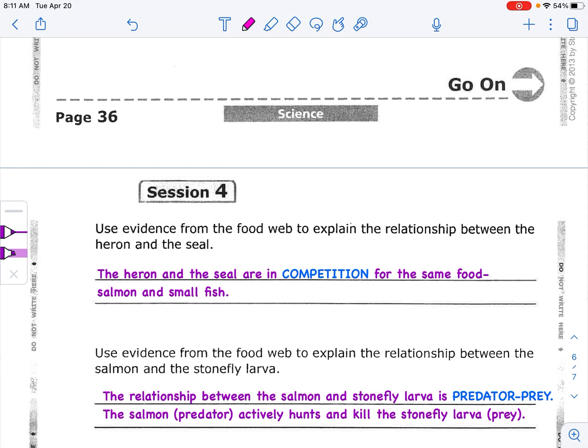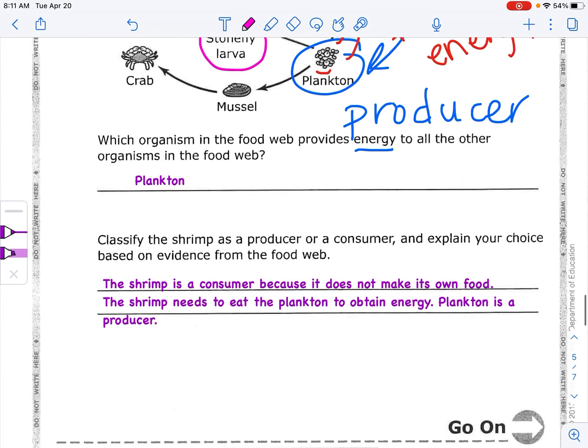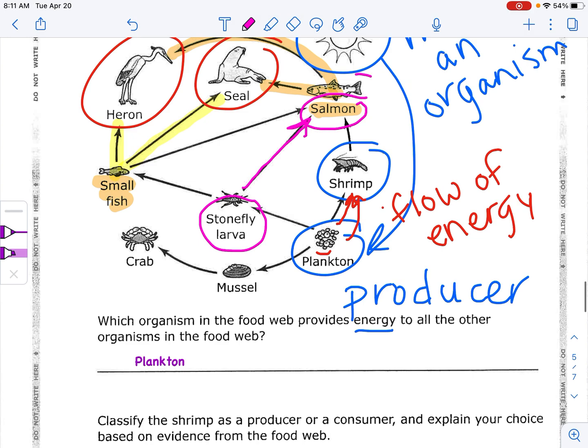The salmon, the predator, actively hunts and kills the stonefly larva. So it is going to eat this. Okay, so it's going to actively hunt and eat the prey. So this relationship here is predator-prey.